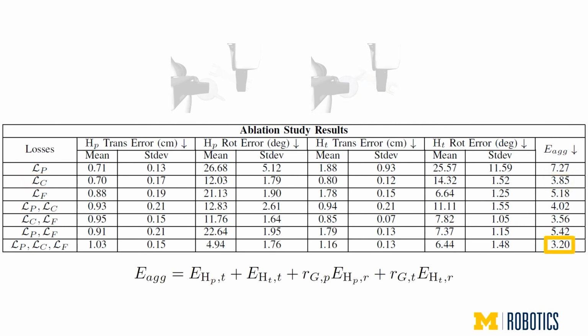Using all loss metrics in this algorithmic framework, SCOPE is able to estimate contact and object poses with low error using only proprioceptive tactile feedback.